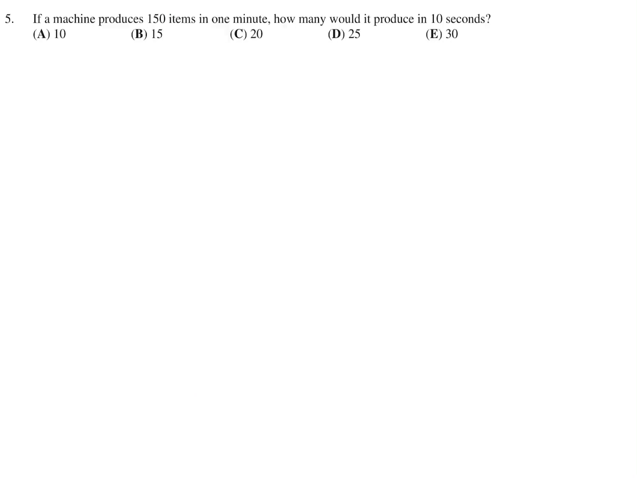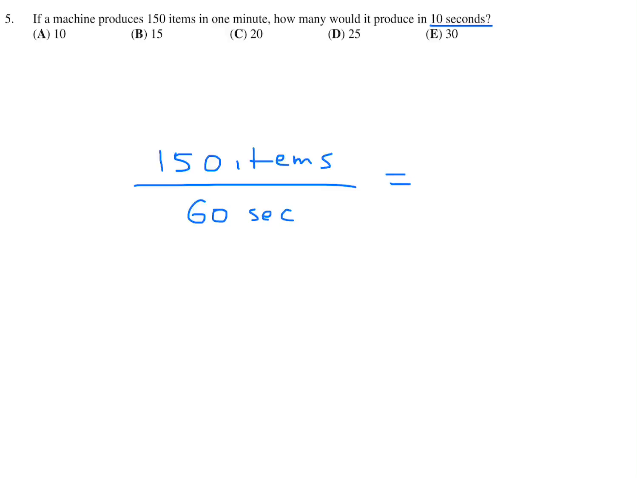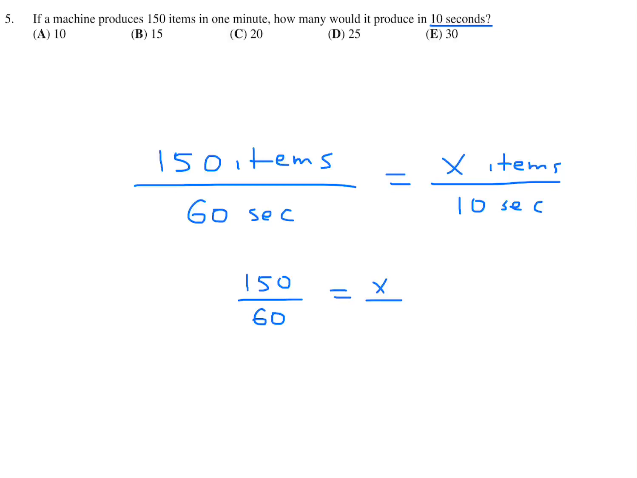If a machine produces 150 items in 1 minute, how many would it produce in 10 seconds? So we have 150 items in 1 minute, but I'm going to convert it to seconds because they're asking about seconds. So that's 60 seconds. And they want to know how many items, X items, in 10 seconds. So if you get rid of the words items and seconds, you just have 150 over 60 is X over 10.